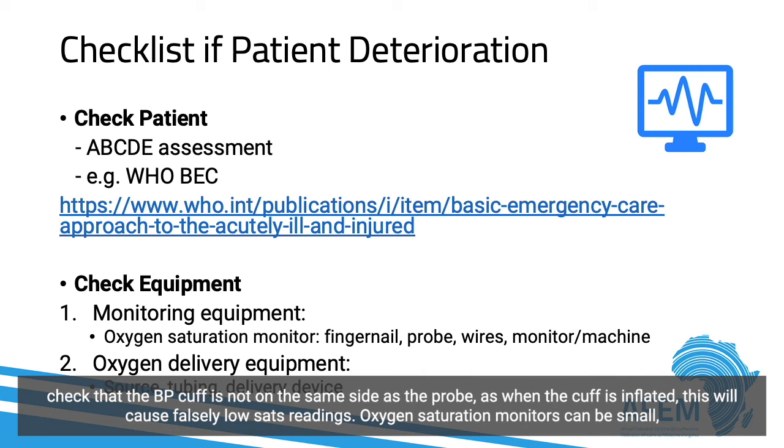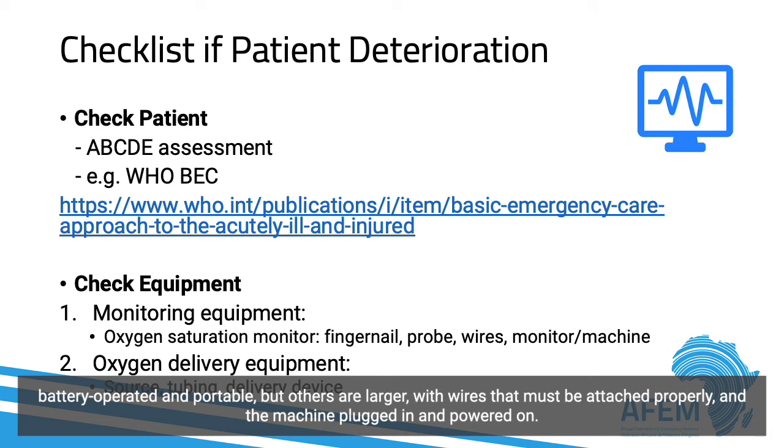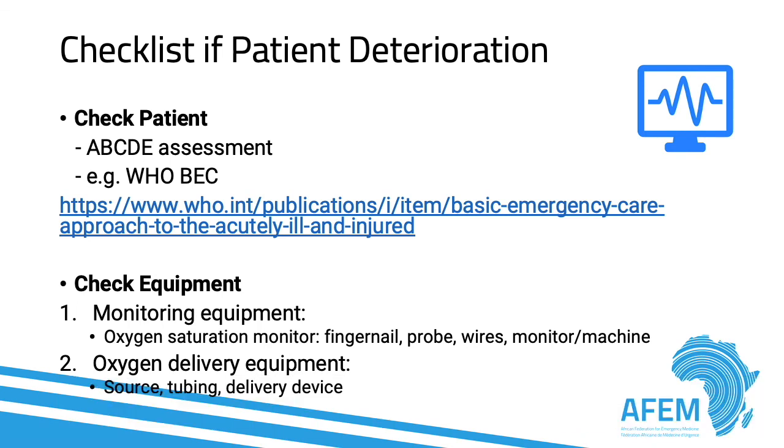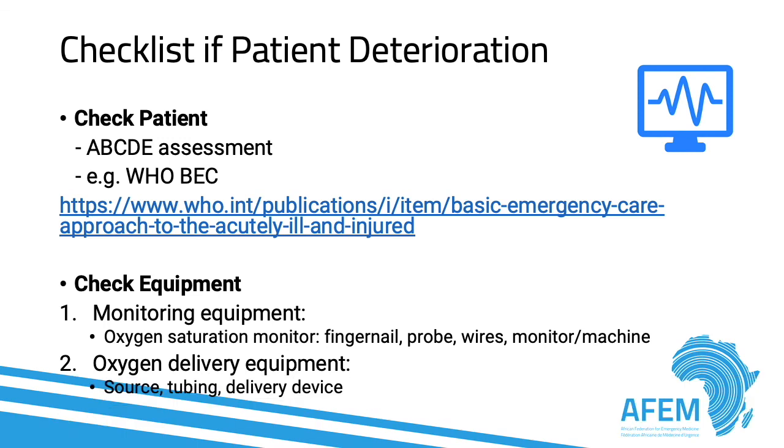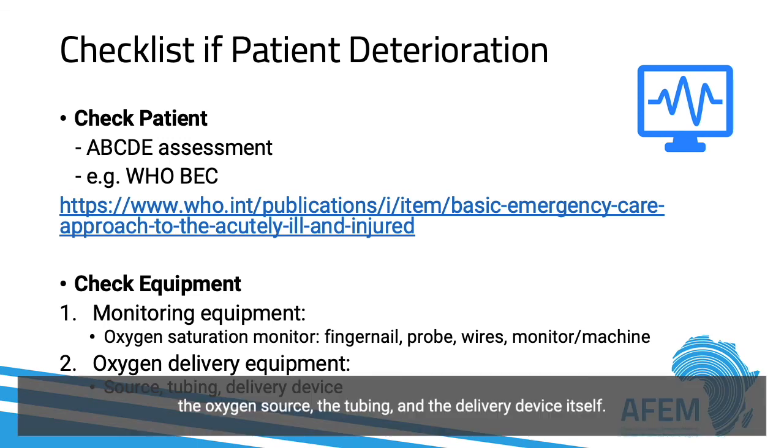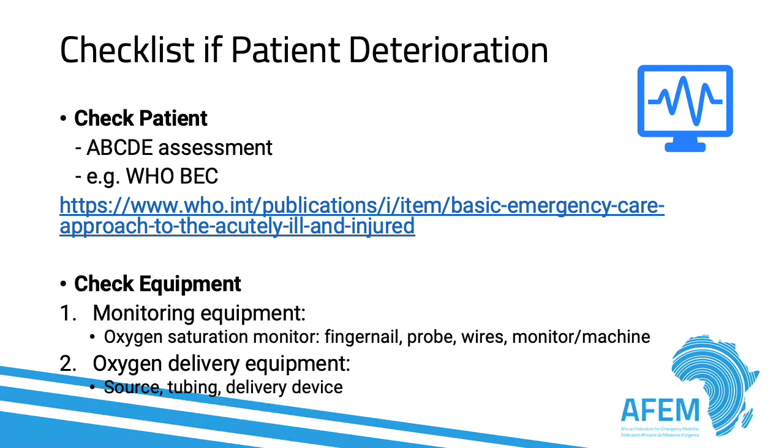Oxygen saturation monitors can be small, battery-operated and portable, but others are larger with wires that must be attached properly and the machine plugged in and powered on. The other type of equipment failure to check against is the oxygen delivery equipment. We will talk about this in greater detail in the next slide, but the categories under which to check this equipment are the oxygen source, the tubing, and the delivery device itself.